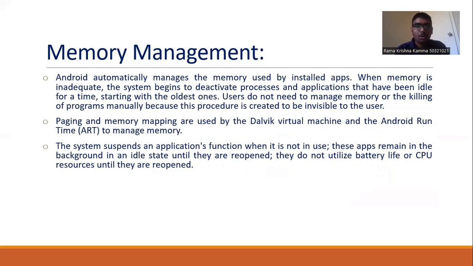The second thing is that paging and memory mapping are used by the Dalvik virtual machine and the Android runtime. That means if we are using five to six apps, and only two of them are in use and require more memory, while the remaining ones are not required, then the Android operating system automatically removes those apps. This leads to better utilization of battery life and CPU resources. That is one of the things done by the Android operating system that helps the user.